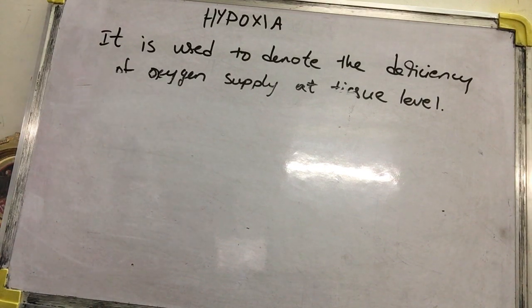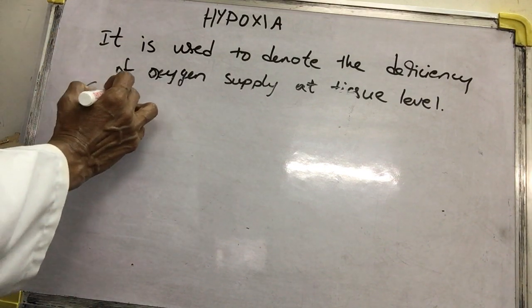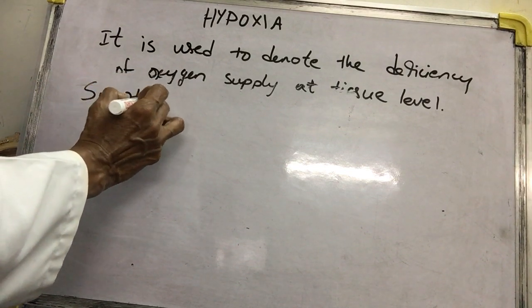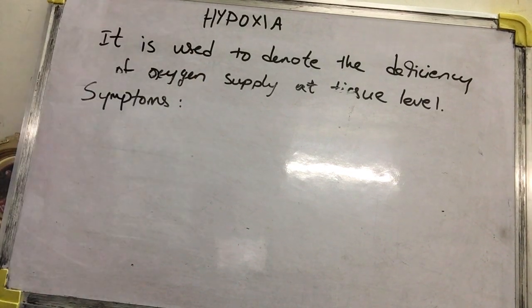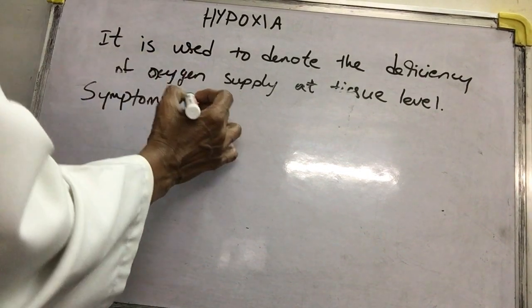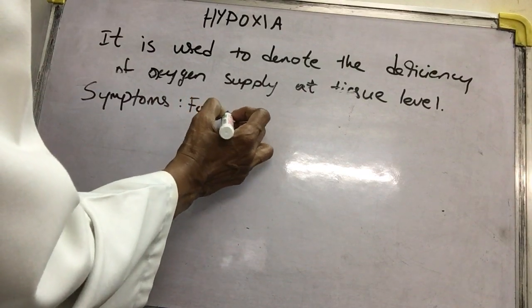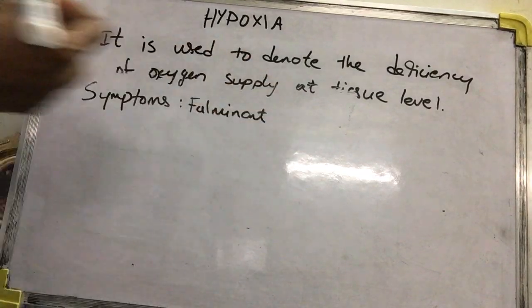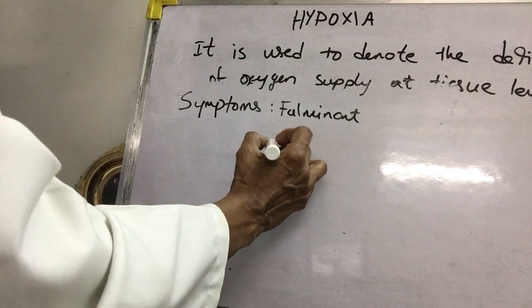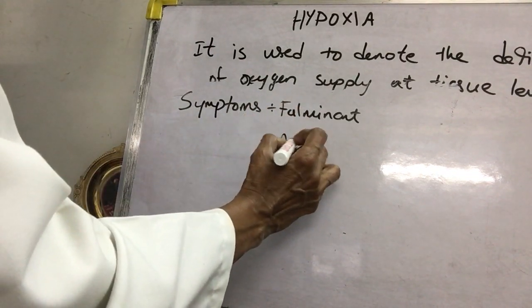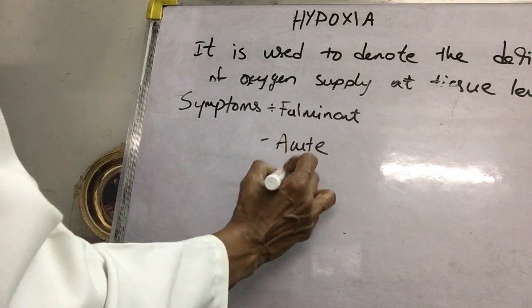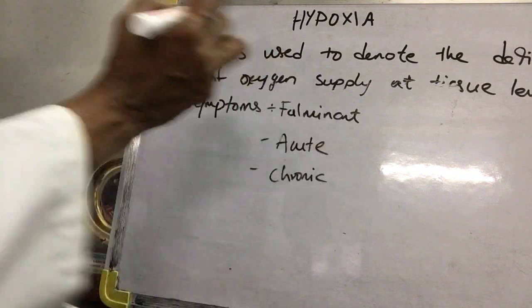Now coming to the symptoms of hypoxia. Symptoms we will study in common for all types of hypoxia, and the symptoms can be classified into three types: one is fulminant, acute, and chronic.